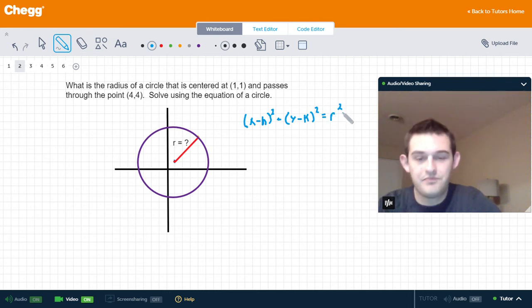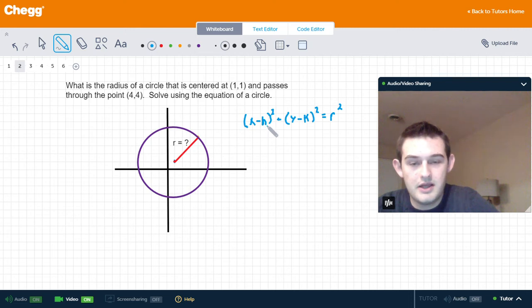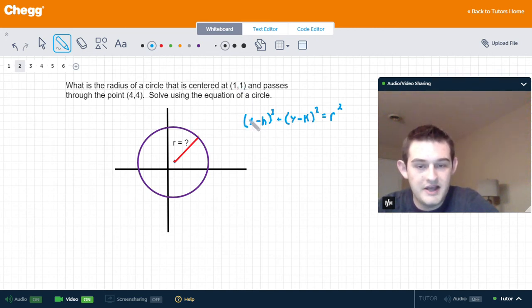And now we plug in our h and k values, so we know the center is 1 and 1. And we also know our x values because it tells us where it's passing through, the point 4, 4. So basically I'm going to just plug in all these values. 4 minus 1 squared plus also 4 minus 1, because our y and x are the same, squared is equal to r squared.